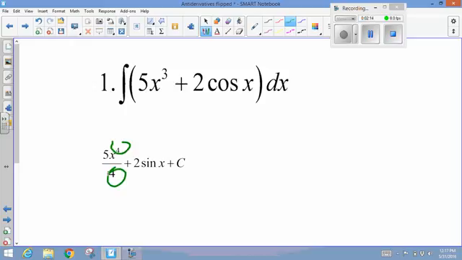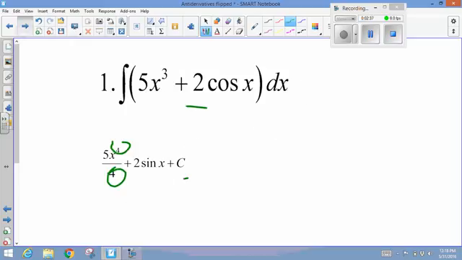And then I'm going to take the 2, which is my constant, and take the antiderivative of cosine. The antiderivative of cosine is sine of x, and then I'm going to put my plus c. If I could simplify the fraction of 5x to the fourth over 4, I would. In this case, I can't. So my answer is just going to be 5x to the fourth over 4 plus 2 sine x plus c.